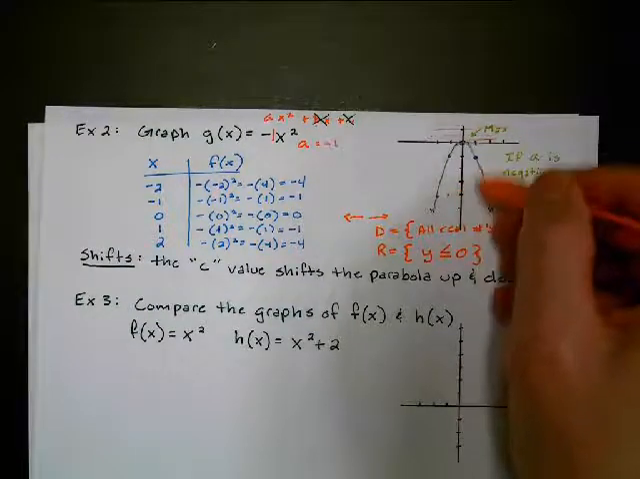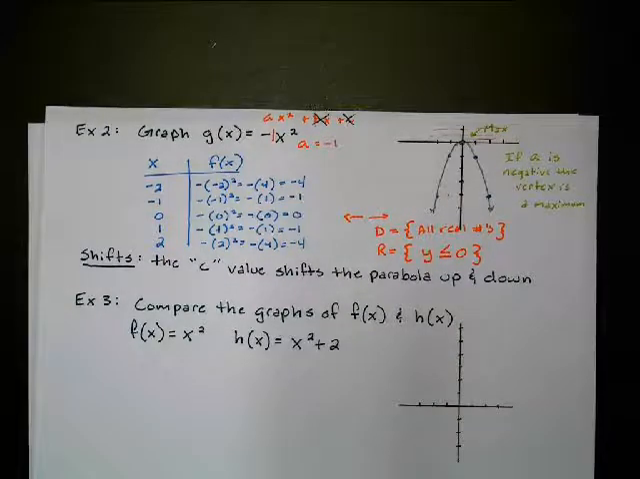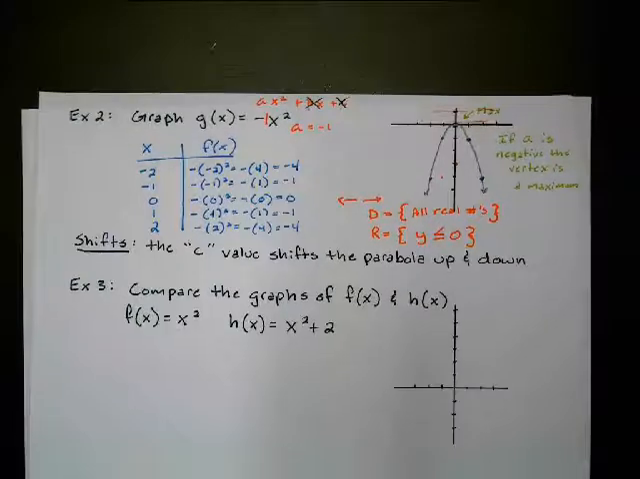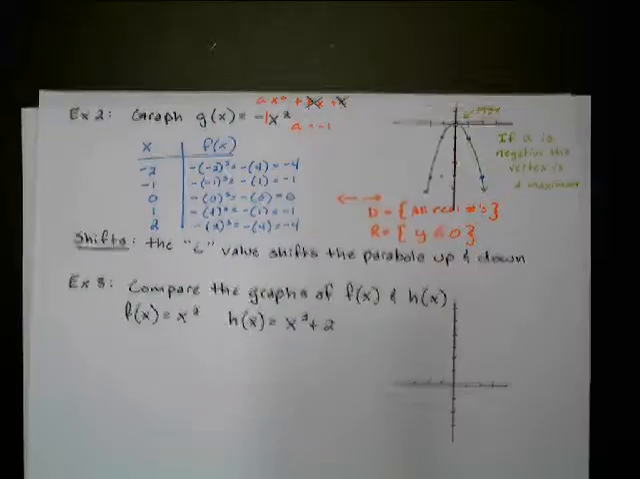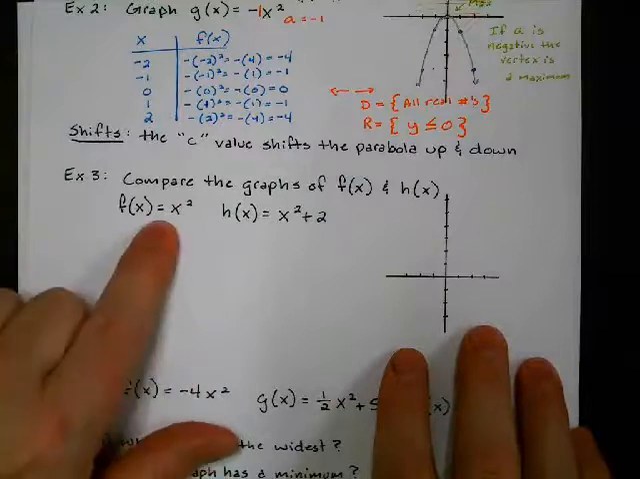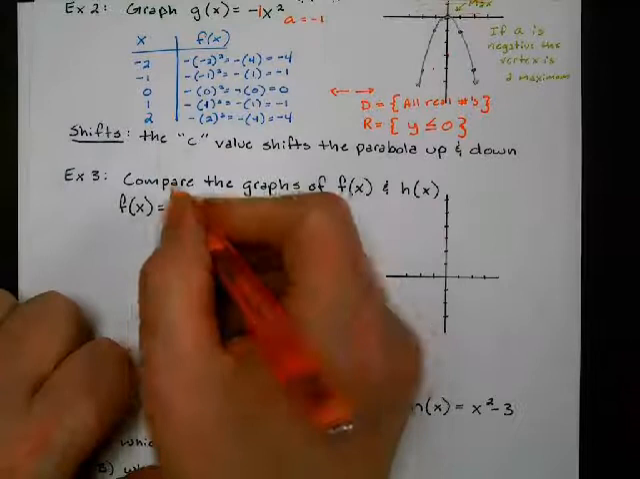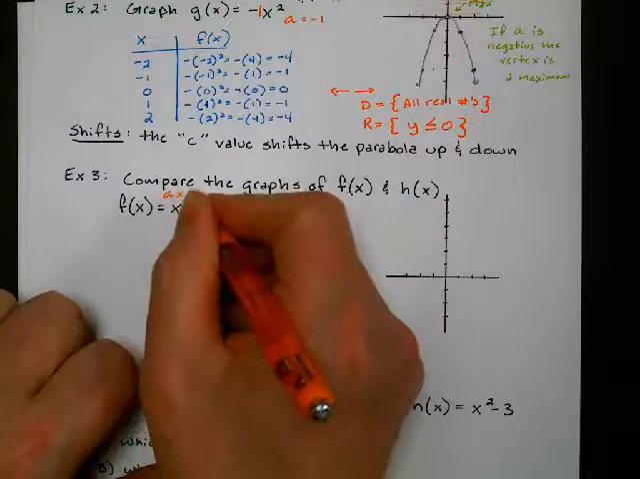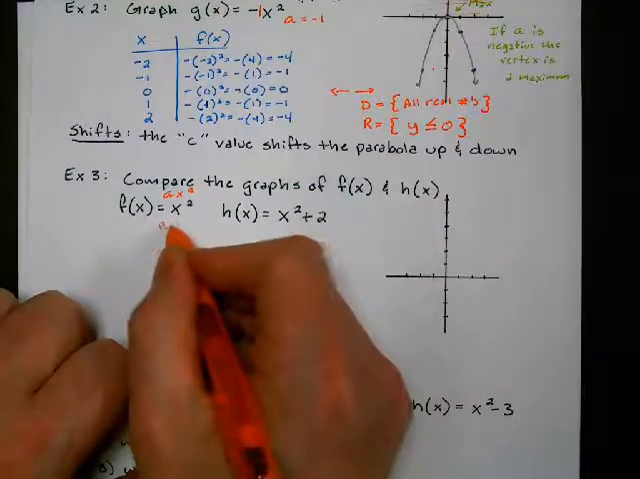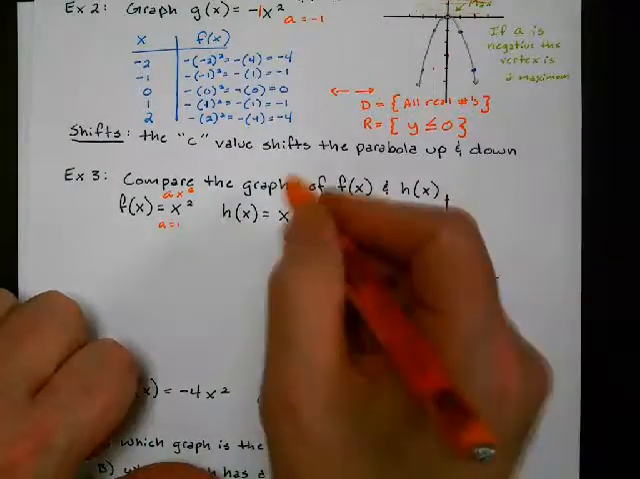So that's what the c value does: it shifts our graphs up if it's a positive number, or shifts our graphs down if it's a negative number. So let's look at what we've got here. We've got two functions. f of x is just where we have ax squared. Now the a value is 1. There's no bx, there's no c. On this one, h of x, this is our ax squared, so our a value is 1.